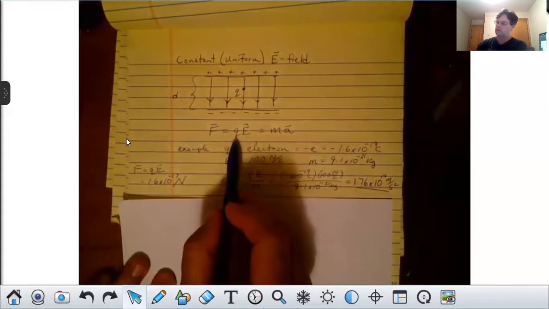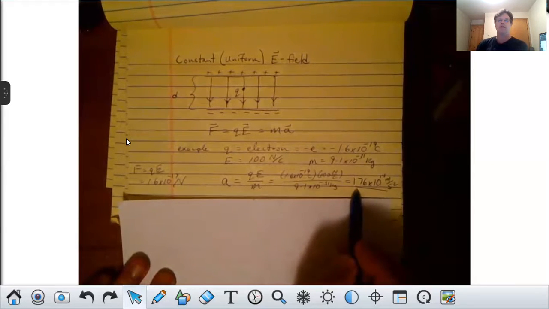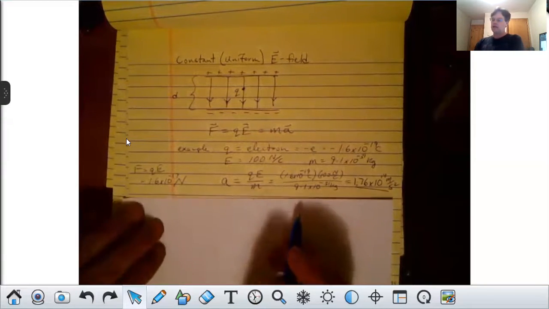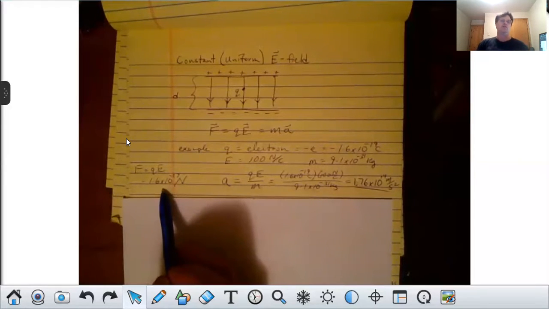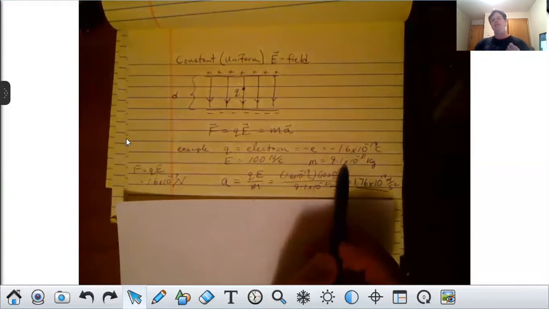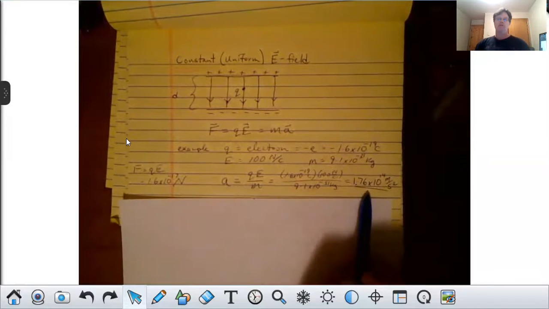So a is equal to QE over the mass. Plug in our numbers that we have up here, and we get a really big acceleration, 1.76 times 10 to the 14 meters per second squared. Now, why is that such a huge acceleration? Well, if you calculate the force, charge times the field, you'll get a really tiny force, 1.6 times 10 to the negative 17 newtons. That kind of makes sense because the charge on an electron is really tiny, but its mass is even smaller, 10 to the negative 31. And that is what makes the acceleration so big. If you have such a tiny mass, even for a small force, you're going to get a really big acceleration.